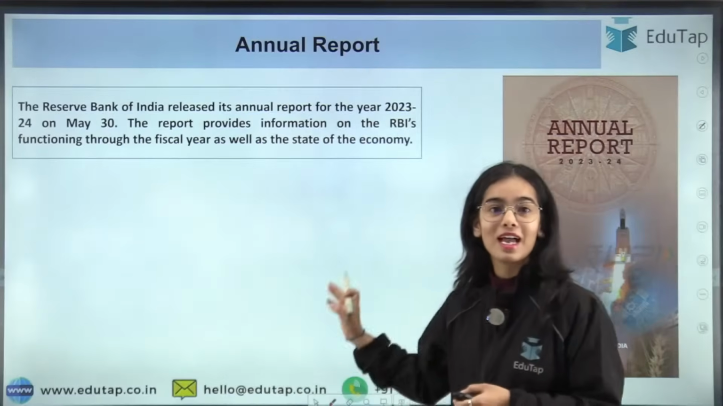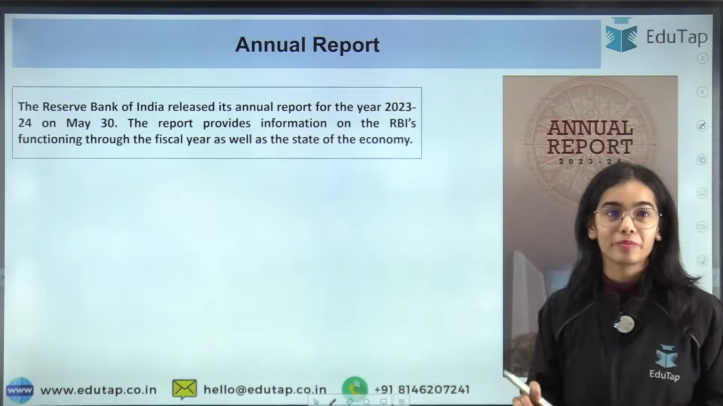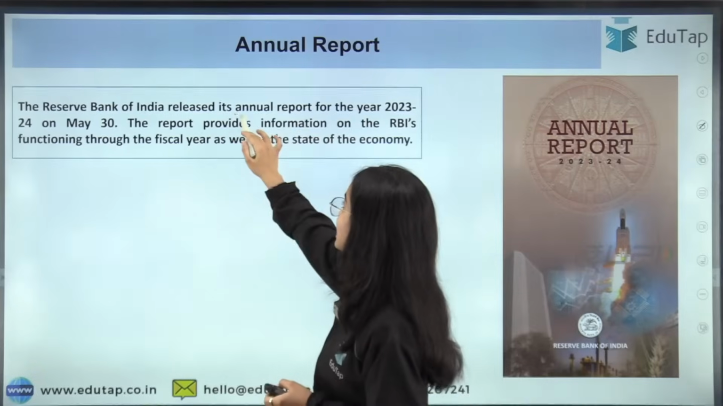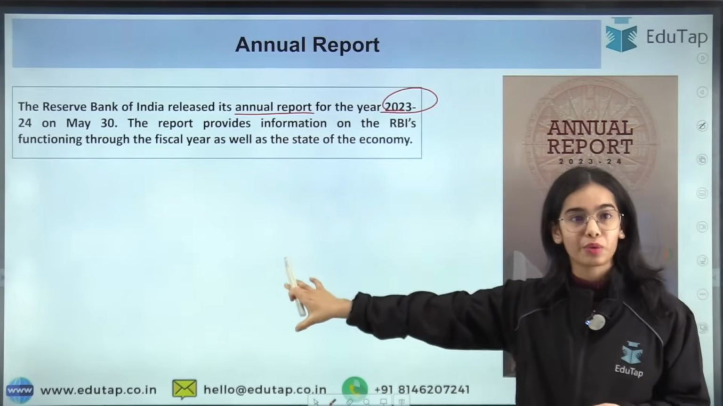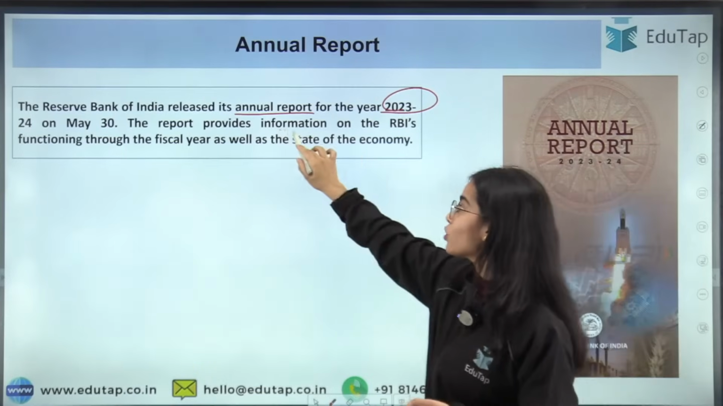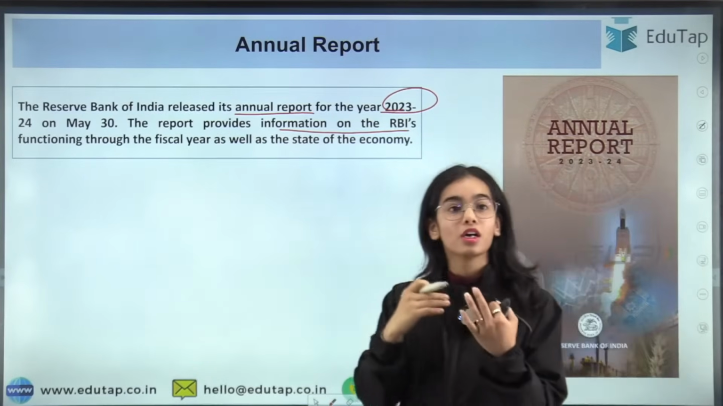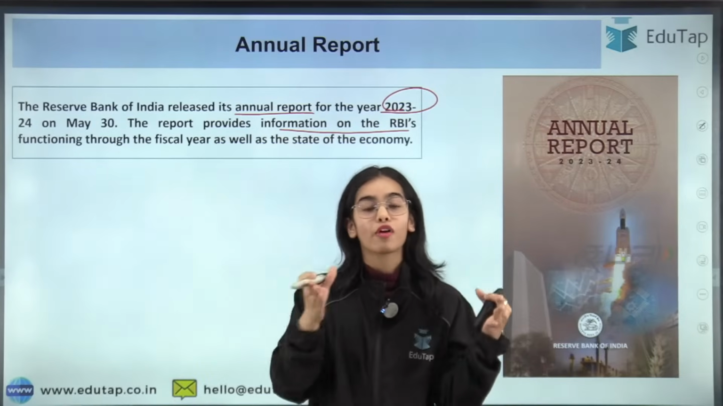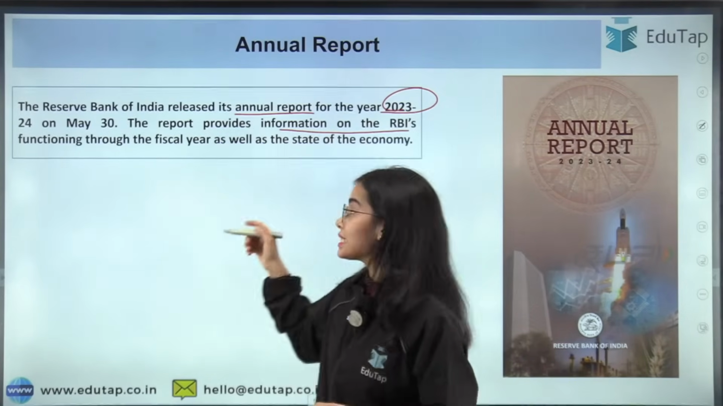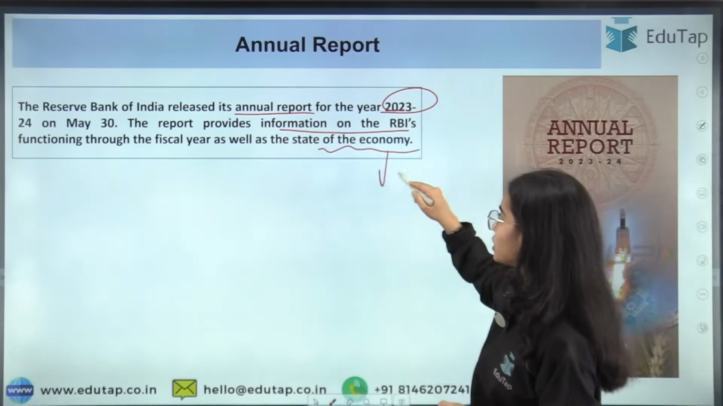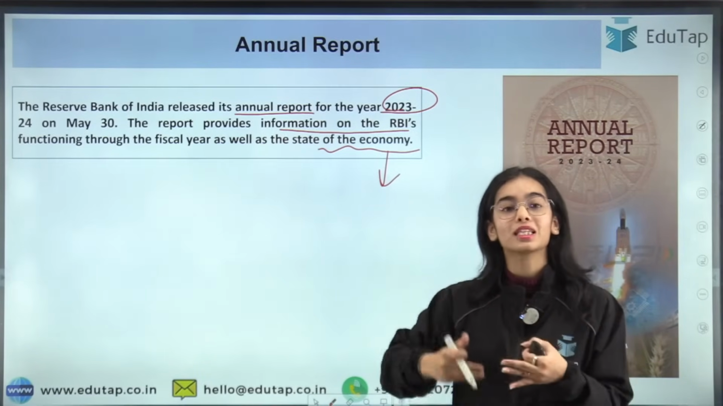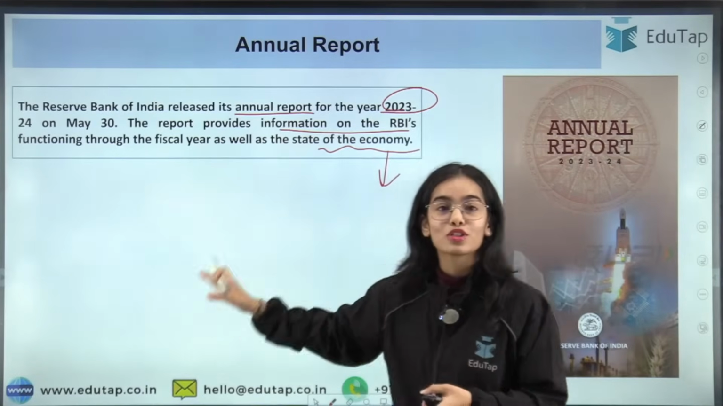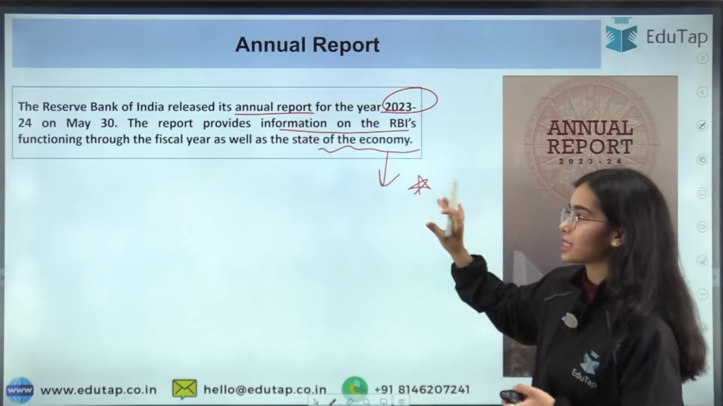Let's start with the annual report of the Reserve Bank of India. The Reserve Bank of India released its annual report for the year 23-24 on May 30th of 2024, and the report provides information on the Reserve Bank of India's functioning through the fiscal year 2023-24, as well as the state of the economy, how the economy has worked, what the assessment of the economy is, and the prospects for the economy. All of this we have to discuss in today's session.